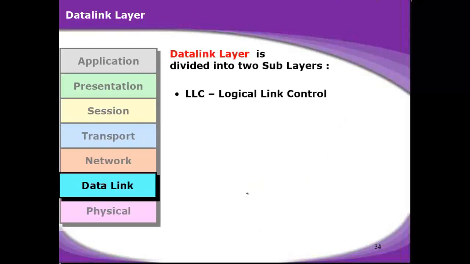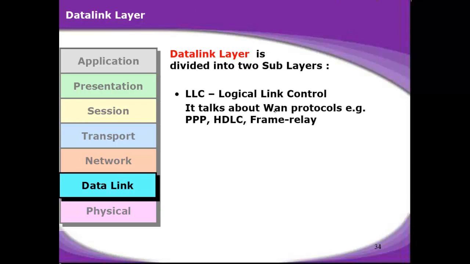Data link layer is divided into two sub layers. One is LLC, which talks about the WAN protocols. So most of the time and primarily the WAN protocols operate at the data link layer. So under the data link layer, this LLC handles these WAN protocols.